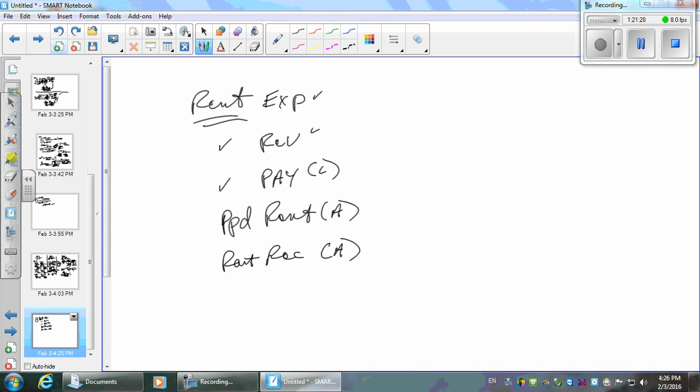Right? In fact, this one is accruing the rent expense. This one is deferring the rent expense. This one is accruing the rent revenue.